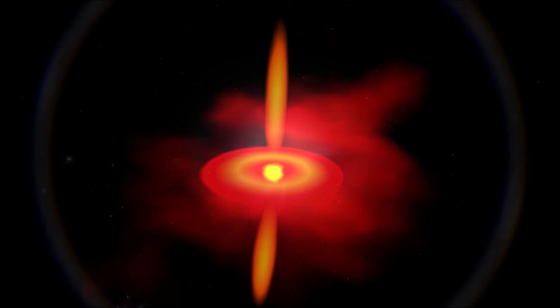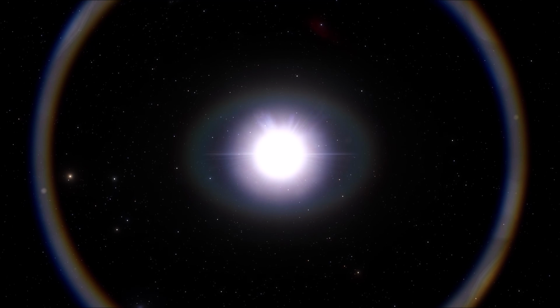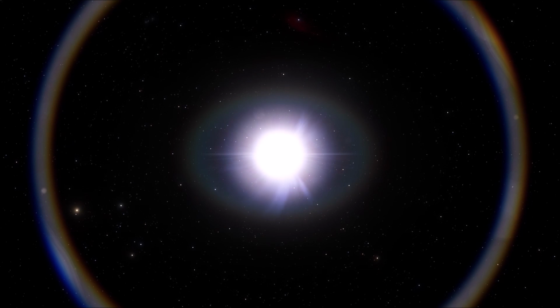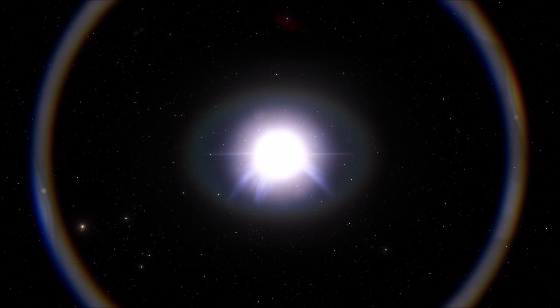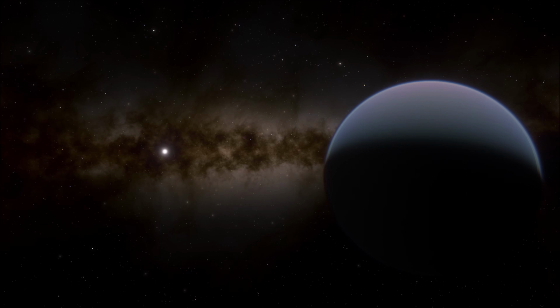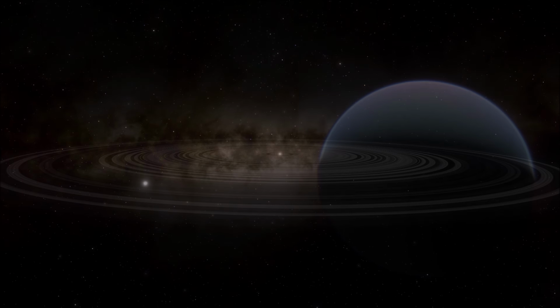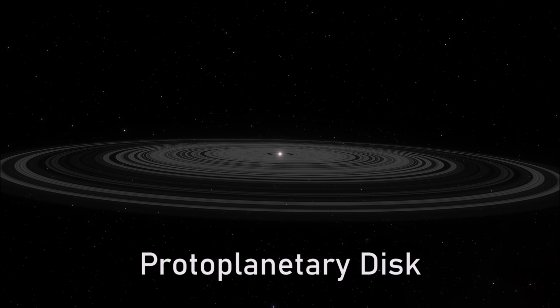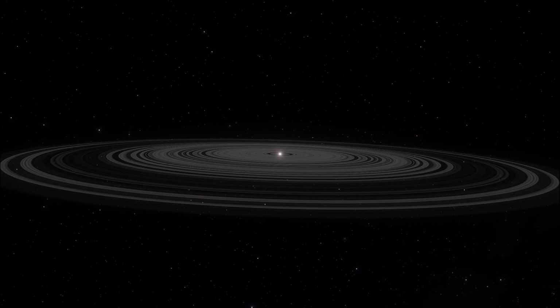The classical T Tauri stage lasts around 10 million years, by the end of which time the accretion disk has cleared completely. Therefore, during this stage, a brief window opens for planetary formation. The accretion disk becomes a protoplanetary disk. This is the make or break stage for the star's system.